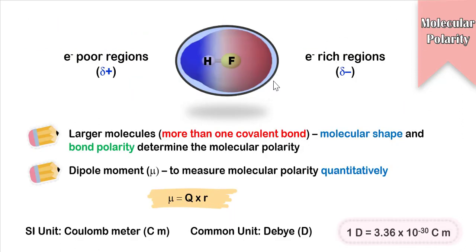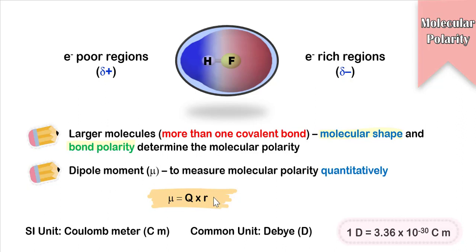For a simple diatomic molecule such as hydrogen fluoride here, we can determine the polarity of the molecule just by looking at its bond polarity. The bond polarity between these two atoms is polar, which makes this molecule polar. But for larger molecules, which are molecules that have more than one covalent bond, we are going to determine the polarity by looking at its molecular shape and also its bond polarity.